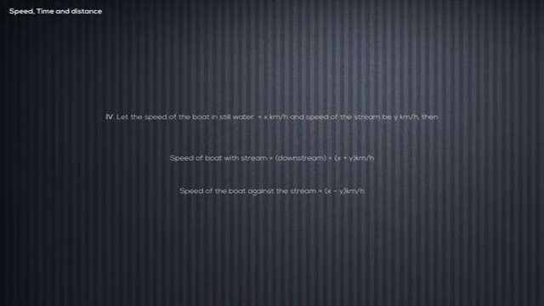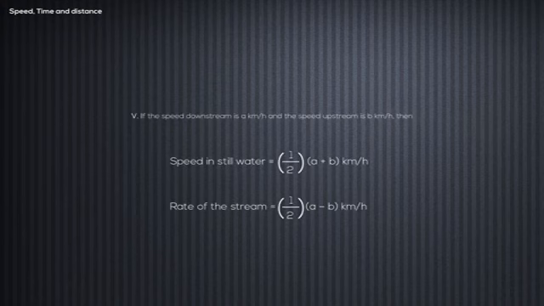On these grounds, if speed of the boat in still water is x kilometers per hour and speed of the stream is y kilometers per hour, then speed of the boat with the stream is given by x plus y, and speed of the boat against the stream is given by x minus y. When the boat is moving downstream, the speed of the water aids the speed of the boat, and when the boat is moving upstream, the speed of the water reduces the speed of the boat.